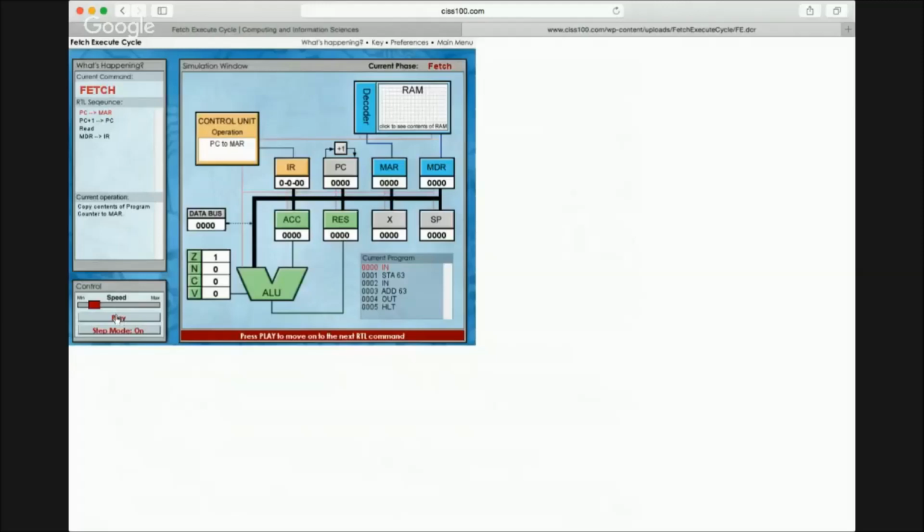So I'm going to hit play. So what do we know? What has to happen? The program counter was copied to the memory address register, and immediately the program counter was incremented. The program counter is exceptional. It's always going to point to the next instruction to be executed. So we're already into the fetch execute phase, so it's actually pointing to the next if we were to run another fetch execute. And this is important.